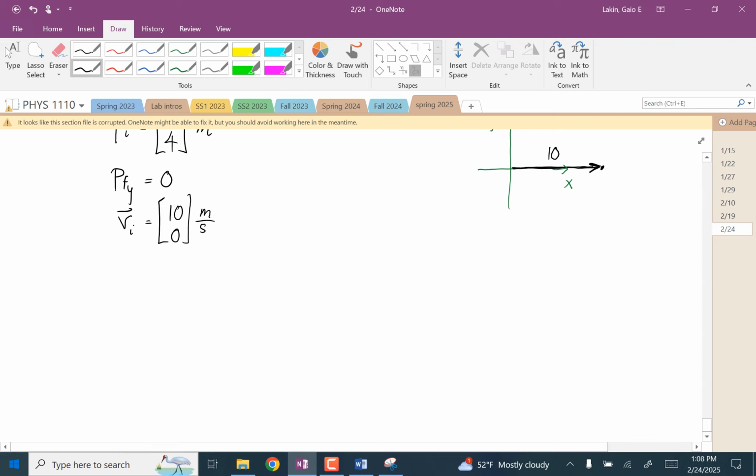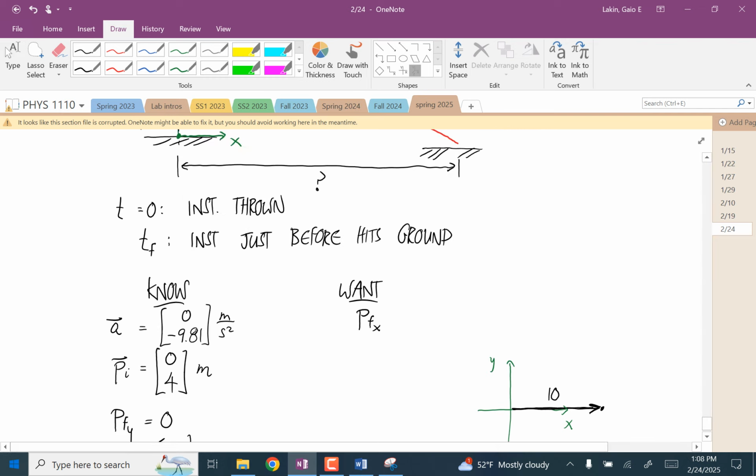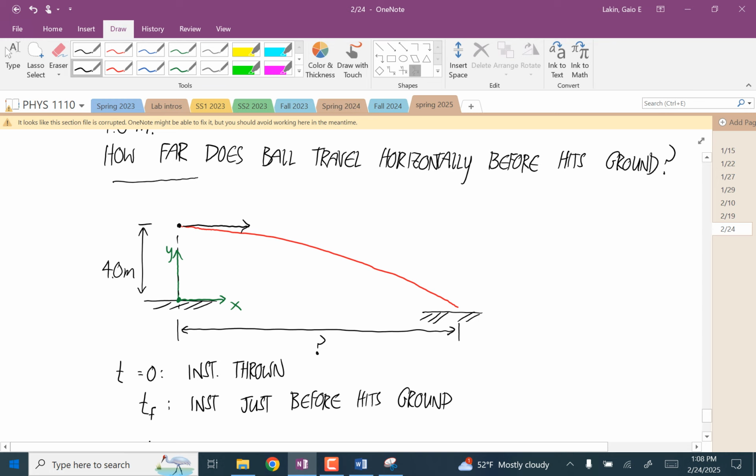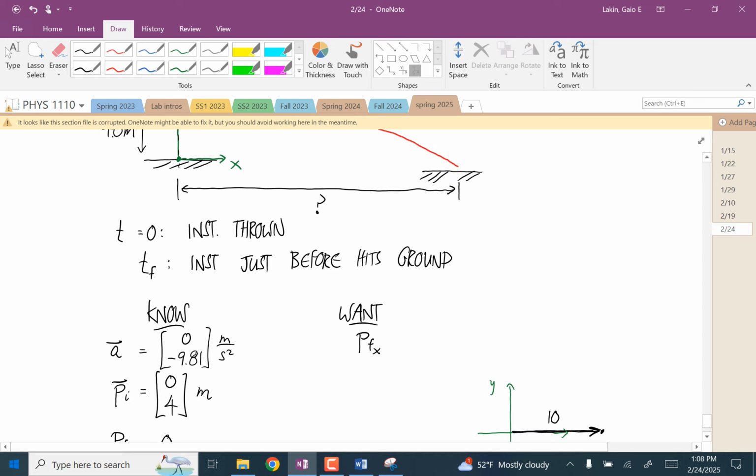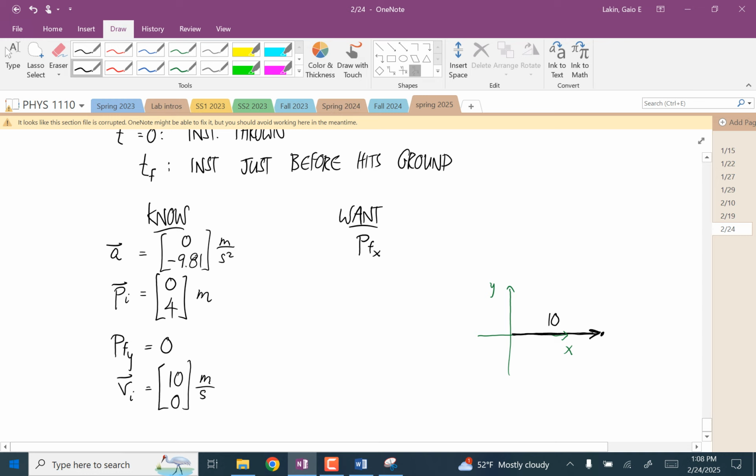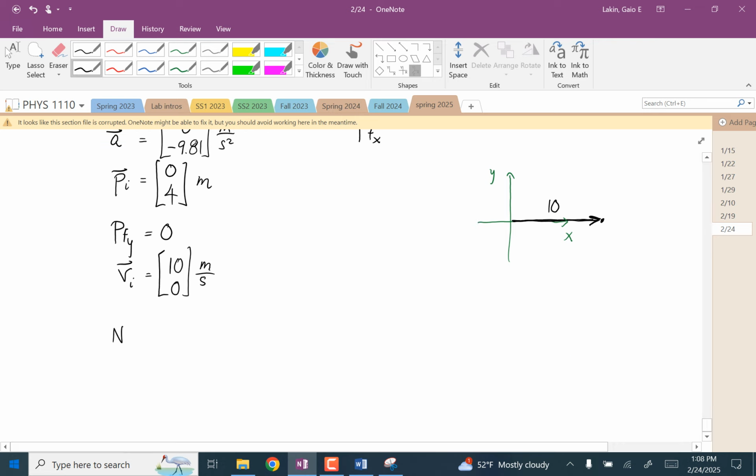Wait, how did you get the VI? We were told that it starts out moving horizontally with a speed of 10. And so then I put the tail of that vector on the origin and found the components. Just like the vector homework that you did this week, or some of you are probably doing it today still. Okay, so no equation works.